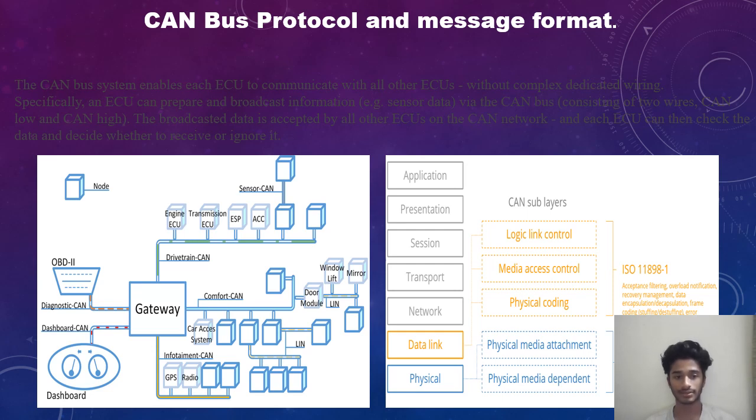receive or ignore it. So as you can look at the diagram, there's a gateway. Gateway is a medium for interpretation of data. So there are many CAN buses joined with the gateway, and on the right side you can look at the flow chart. The first one is application, presentation, session, transport, network, data link, which are linked to logic link control, media access control, physical coding, physical media attachment, physical media dependent. So moving on to the next slide.